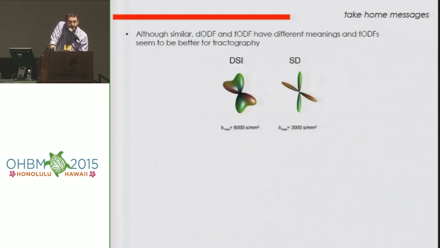Also, although they are very similar, FODF and DODF have a different meaning and come from different processing. My opinion is that for tractography applications, you should go for FODF because it's sharper and requires a much lower b-value to get the same result.